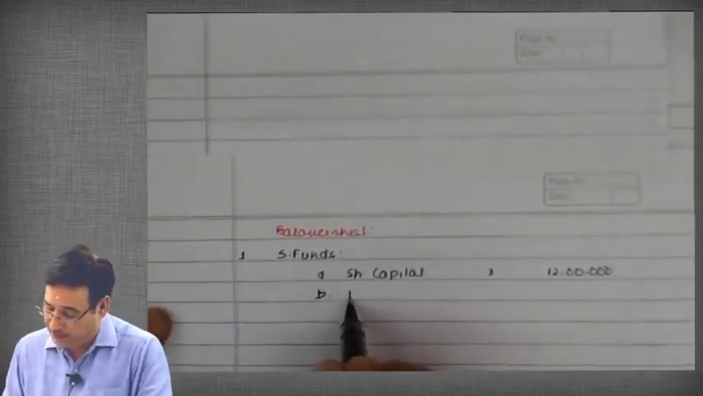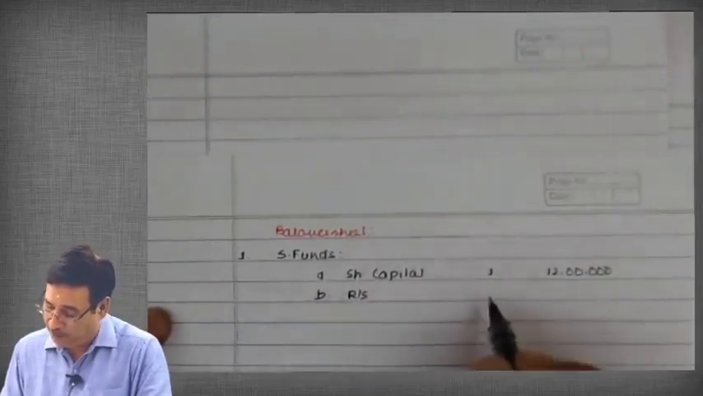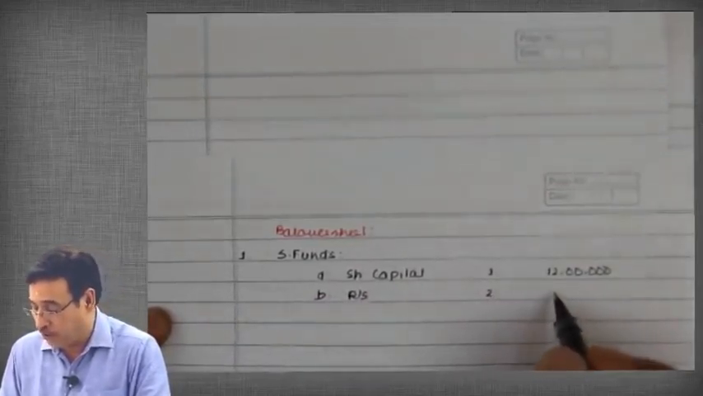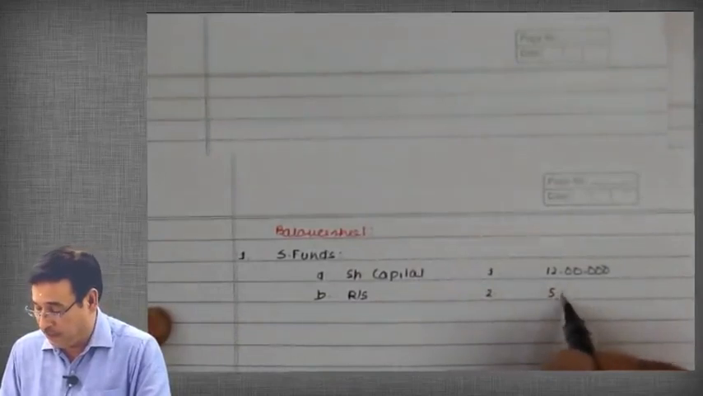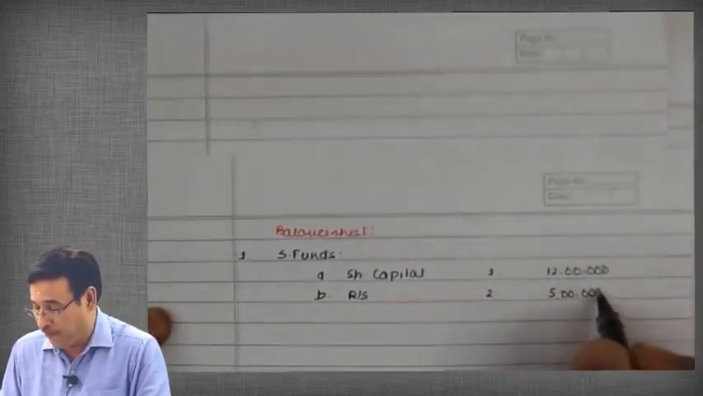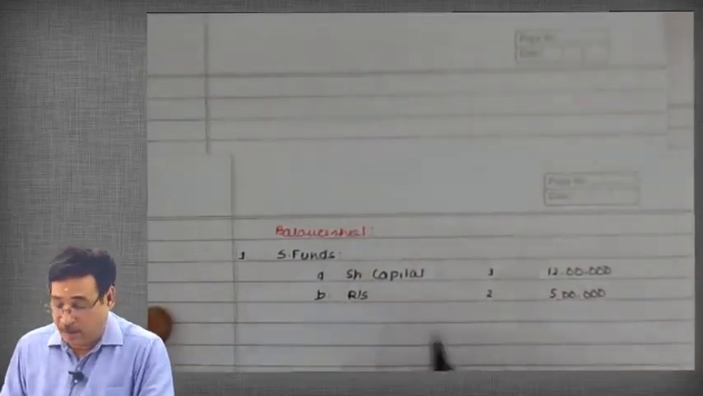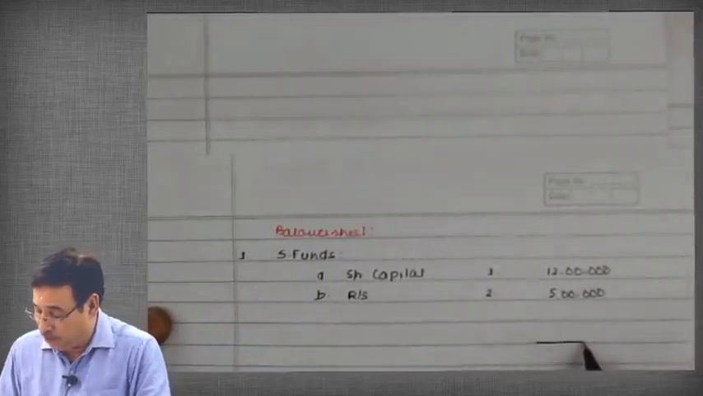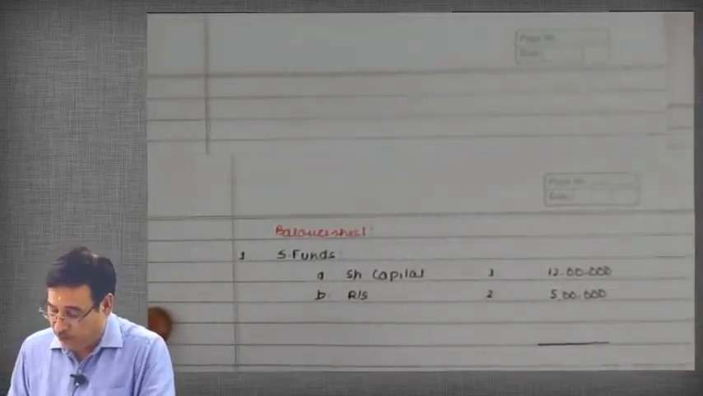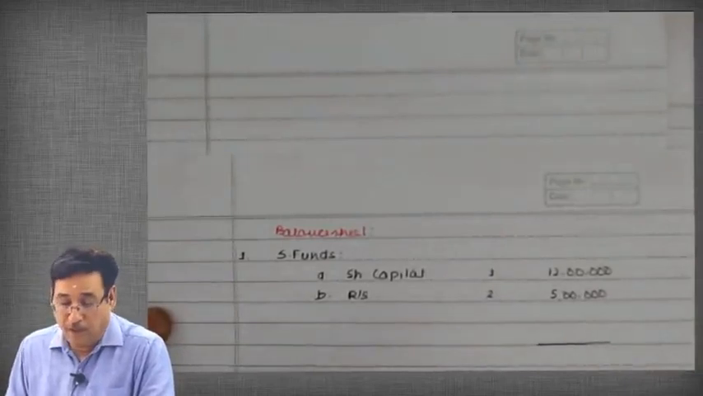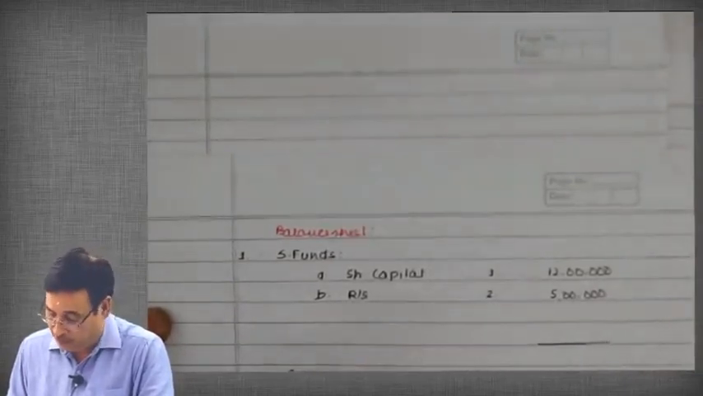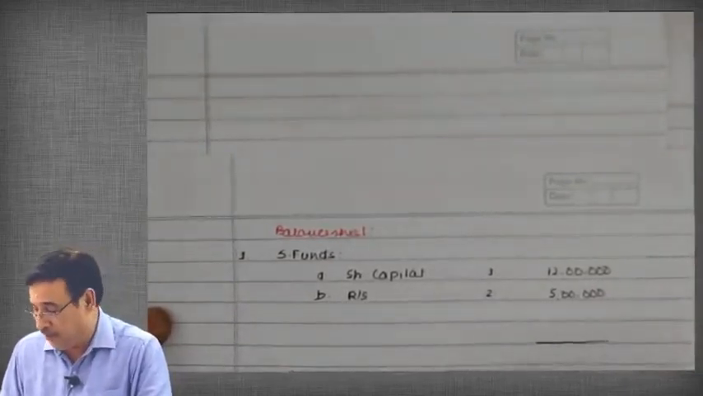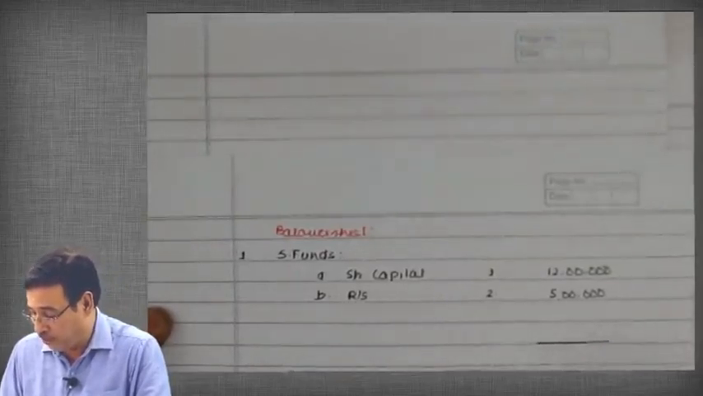Then reserve and surplus. You have already computed reserve and surplus as per note number 2, and balance happens to be 5 lakh. There is no other item, so your balance sheet total will be 17 lakh. Towards the asset side, we have only sundry assets in these questions, and sundry assets have been given as 17 lakh. Very small balance sheet in this case.